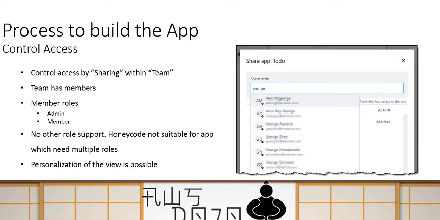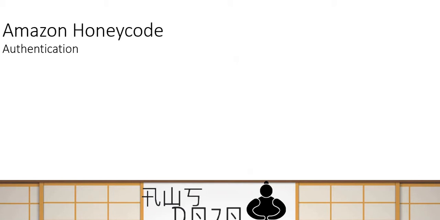Okay, so moving forward. How does authentication work in Honeycode? There are 2 things possible. One is that you can use email ID and password. So when you subscribe to Honeycode, you can add your team members in the team, and when you're adding the team members, you provide their email ID, and then each of these members can use their email ID and their password to access the app, either as a member or as an admin.